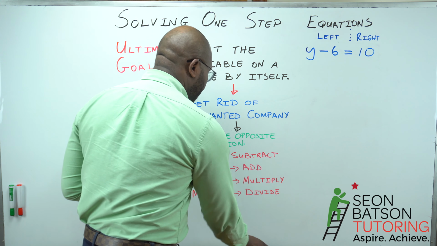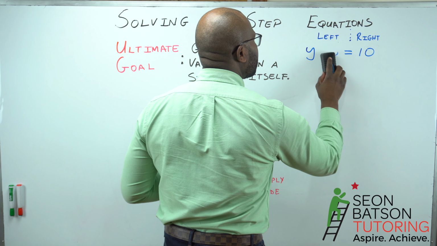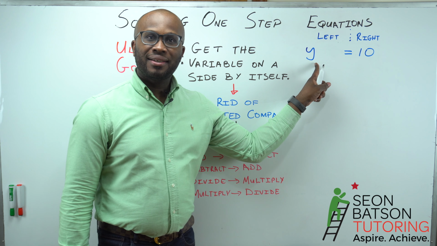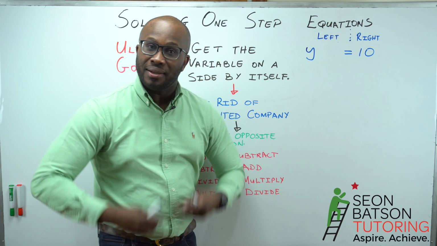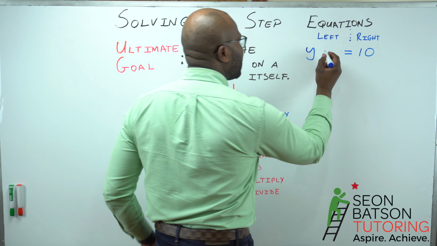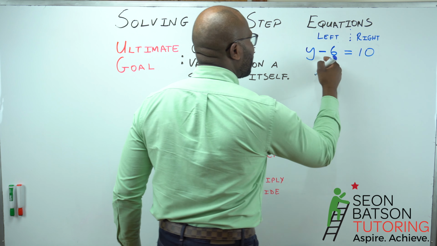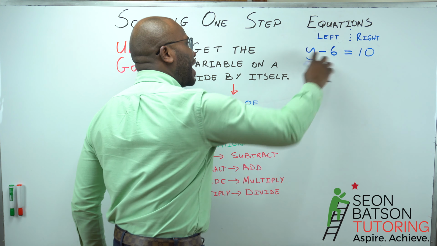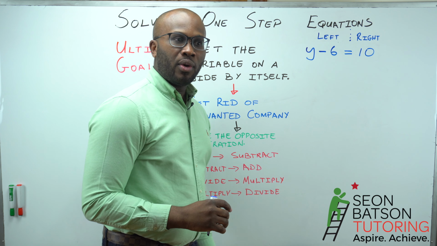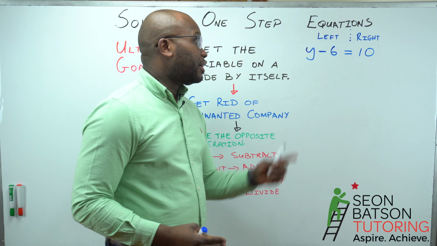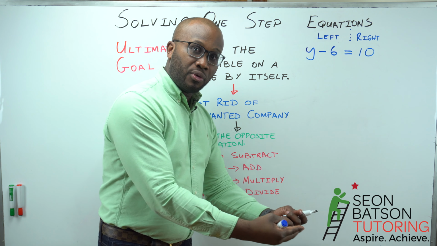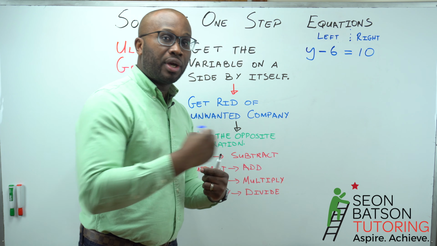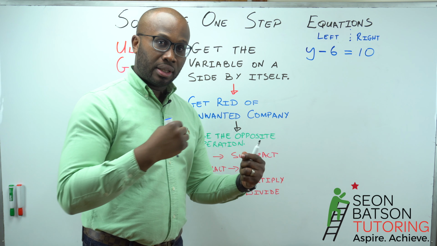Look right here. If I get rid of this negative 6, the y will be on the left side by itself. So our job is to get rid of this negative 6. Well, since the 6 is subtracting, we will add, because addition is the opposite operation of subtraction. Remember, we use the opposite operation to get rid of the unwanted company.